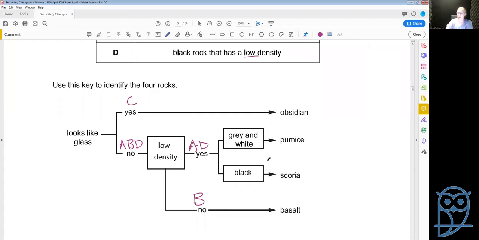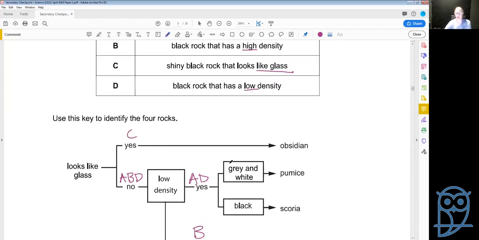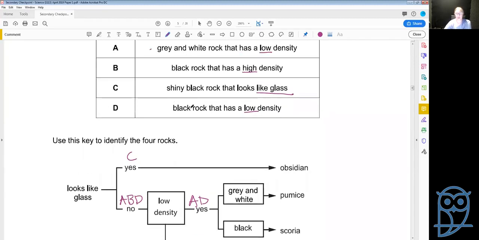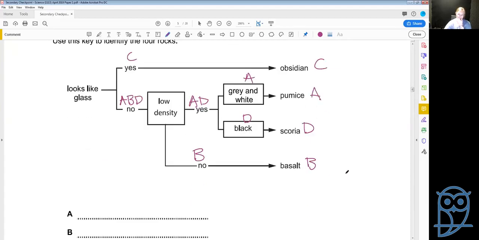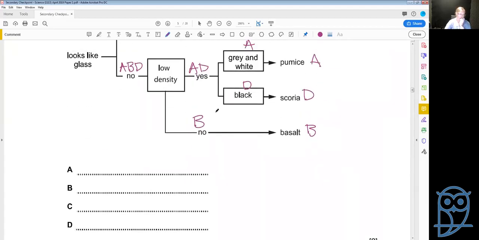And then for A and D, we can just check which one is gray and white and which one is black. So the low density black one is D, and the gray and white one is A. So now we've sorted it out. This is B, this is C, this is A, and this is D. So now they want us to write down what these rocks are. So A, B, C, and D. A is pumice. D is scoria. B is basalt. And C is obsidian.